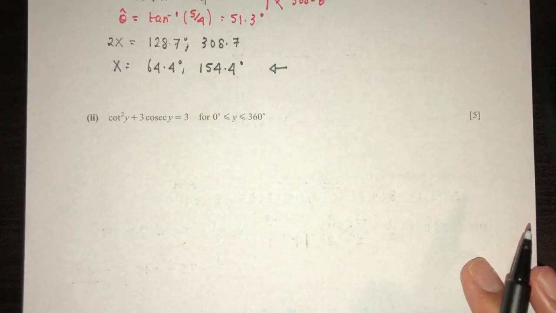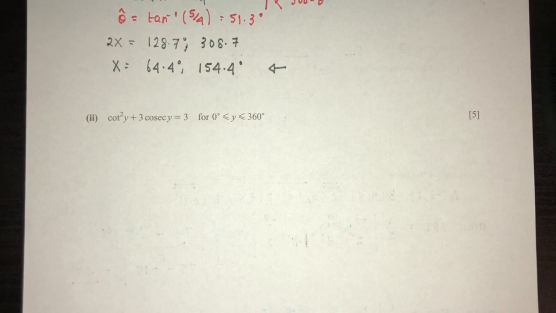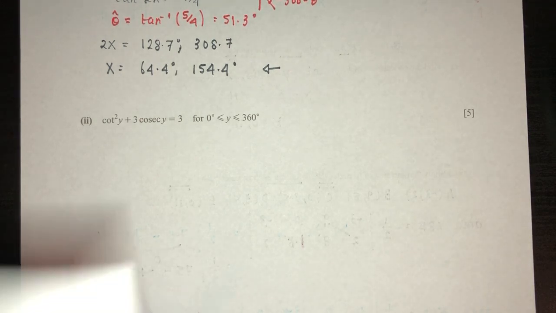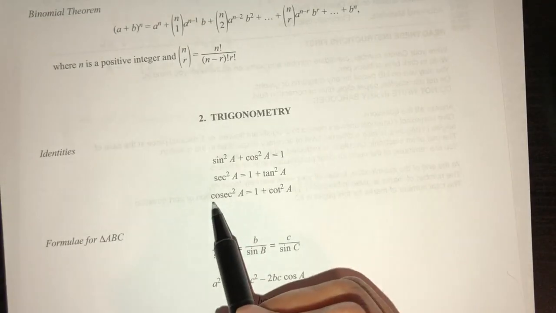Now for part 2, we have this equation. We have to solve for the values of y between 0 and 360. So now question is, how can you connect these two together? So you have to look at your list of formula given to you. So you will see there's an equation here that you can use to help you with that. So you have something right here.